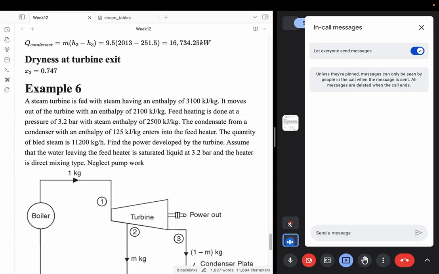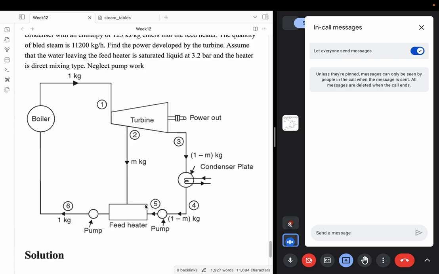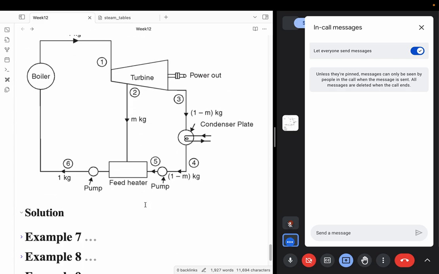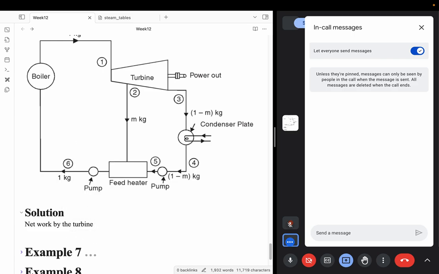So how do I solve this problem? What I am required to find is the net power output of the turbine. So what are the knowns here and what are the unknown quantities here? Let's write the equations one by one. Net work by the turbine is what? W equals whatever is your input minus, there are two outputs here.